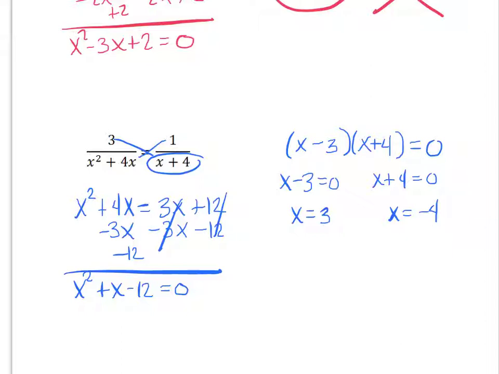And now I'm double checking for any zeros on the bottom. If I plug in 3 on the bottom, that'll work out. 3 squared is 9. 3 times 4 is 12. 9 plus 12 is something, not 0. And then 3 plus 4 is 7, not 0. So 3 is okay. But if I plug in negative 4, notice negative 4 plus 4 is 0. That means negative 4 cannot be an answer, just x equals 3.